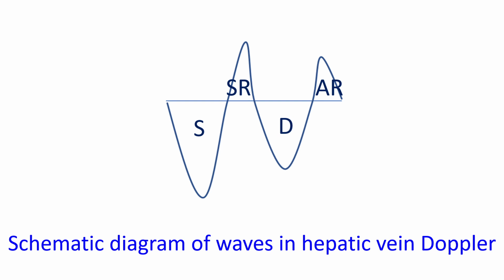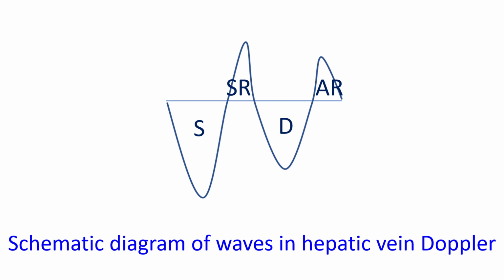Pulsed wave Doppler interrogation of hepatic vein flow is another method of assessing right ventricular diastolic function. Interrogation is done from the subcostal view. As in the case of other right-sided parameters, velocities are more in inspiration. Hence, averaging of 5 consecutive beats is recommended. Hepatic vein Doppler shows systolic S wave, systolic reversal SR wave, diastolic D wave, and atrial reversal AR wave.